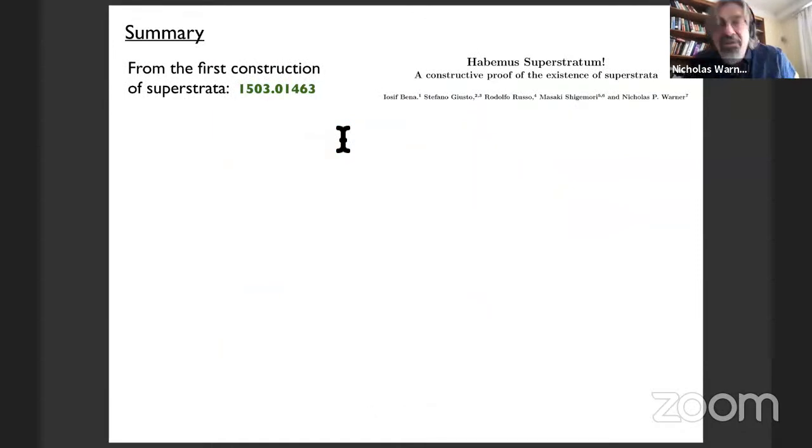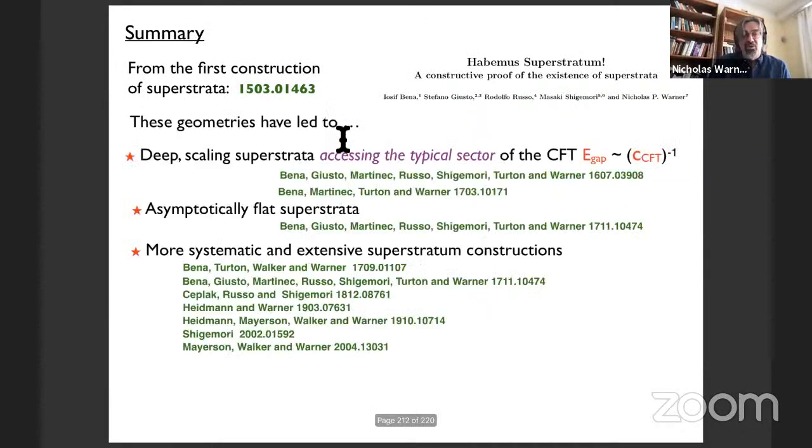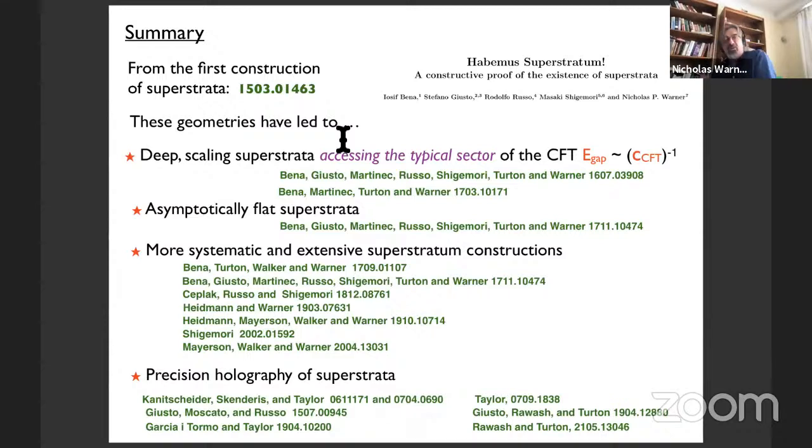Okay, so let me finish. Maybe I'll just put them all up and simply say, look, what we're trying to do, I want to do justice to some of the references in these slides. But we've got deep scaling superstrata. We have asymptotically flat superstrata. We have a very systematic construction of superstrata, and we have precision holography that maps the superstrata back into the CFT.